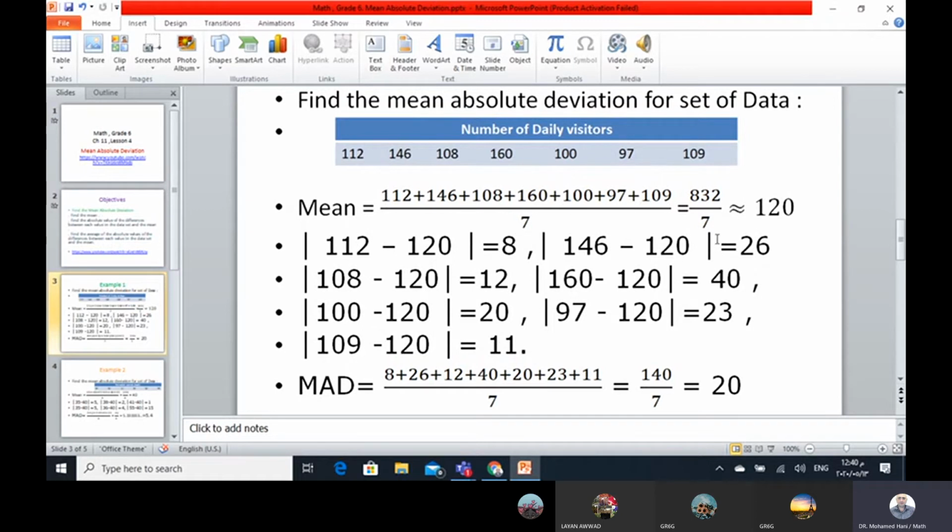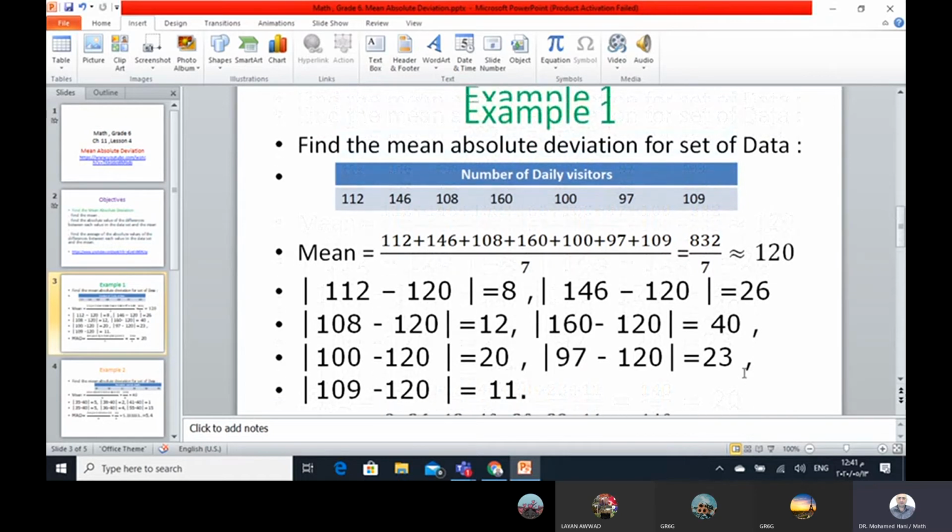So here we have 8 plus 26 plus 12 plus 40 plus 20 plus 23 plus 11, divided by, I have here 1, 2, 3, 4, 5, 6, 7, divided by 7. Now the sum of the numbers up will be 140 divided by 7. 140 divided by 7 will be here what? Will be 20.